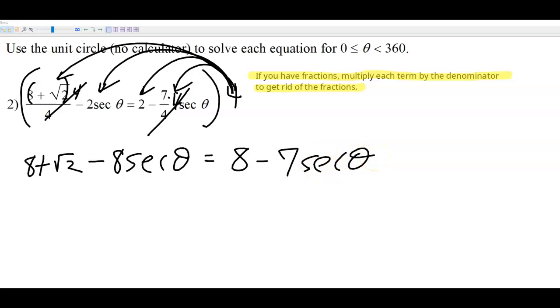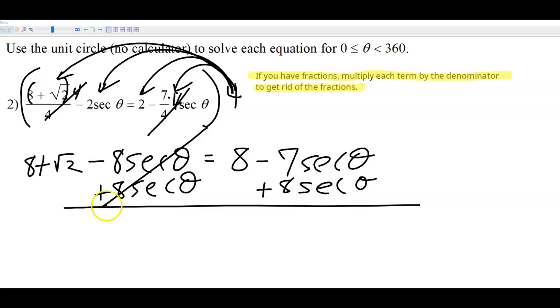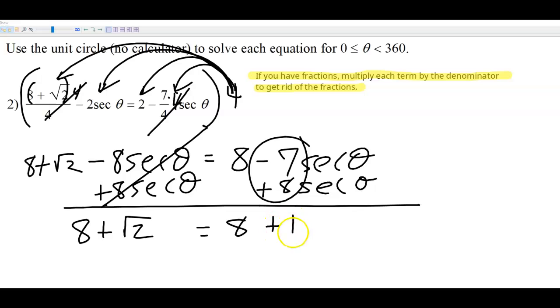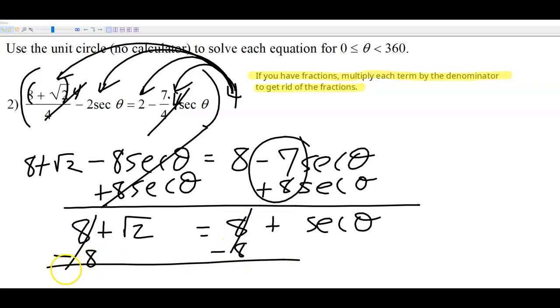All right. Next thing we want to do is get the secants together. So I'm going to add 8 secant to this side. I could have also added the 7 secant. It doesn't matter. That gives me 8 plus the square root of 2 on this side now. And 8. All right, negative 7 secants plus 8 secants leaves me with 1 secant, a positive 1 secant. We really don't need to write the 1, and so I'm going to go ahead and delete that for now, but negative 7 and positive 8 makes 1. All right, next I'm going to subtract 8 on both sides. And I'm left with square root of 2 equals secant theta.